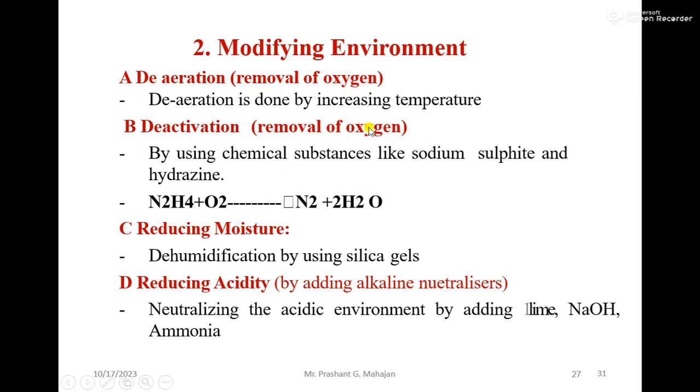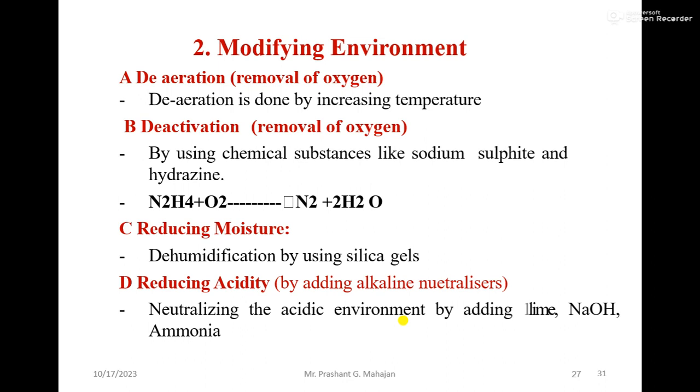And second is deactivation. That means you are going to deactivate that oxygen by using chemicals like hydrazine. So hydrazine will react with the oxygen and it will give you nitrogen plus water. Or you are going to use sodium sulfide. Then reducing moisture. So the oxygen absorption mechanism is taking place in the presence of moisture. So you are going to use silica gel so that it will absorb the moisture present in the environment. And last, the hydrogen evolution mechanism is taking place due to presence of acidic environment. So neutralize that acidic environment by using chemicals like lime, NaOH and ammonia. So this is called modification of environment.